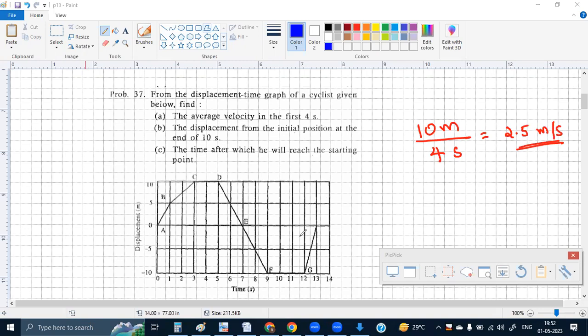Yeah, it is correct. This point you are supposed to choose. And from here, you are going to take this graph. After 10 seconds, you are going to take it on the x-axis. This is minus 10 meters.